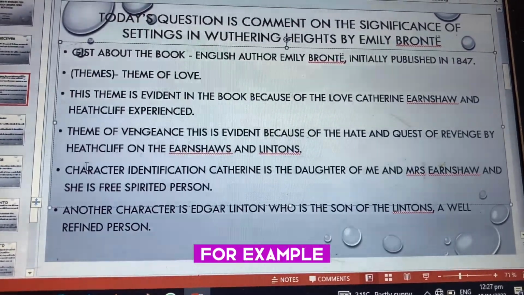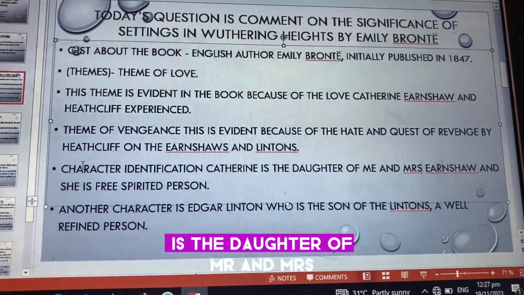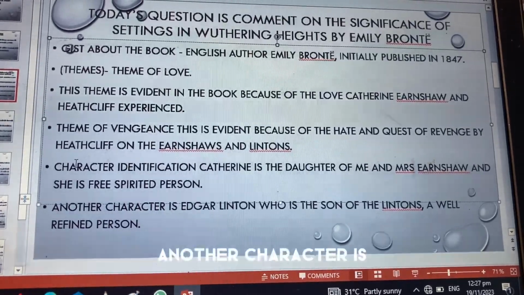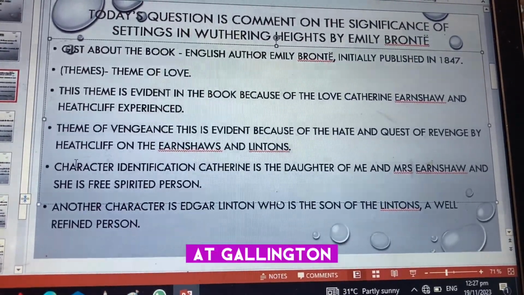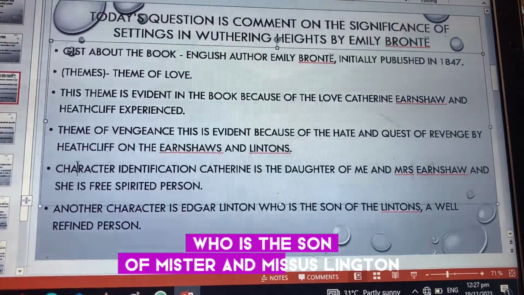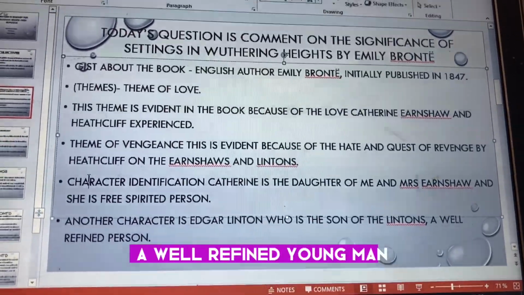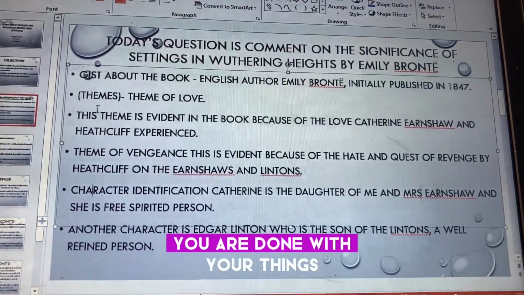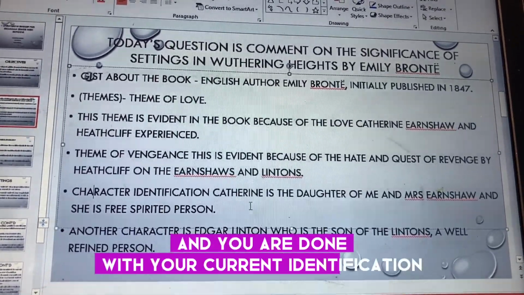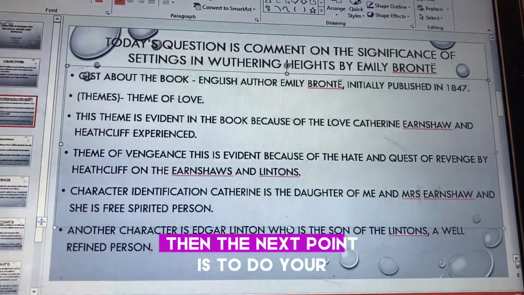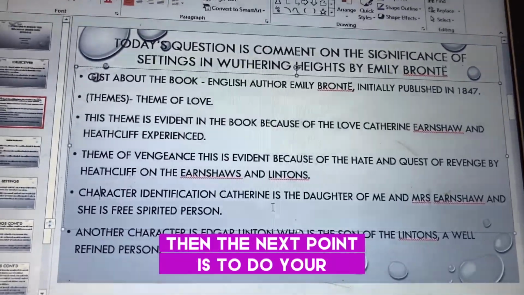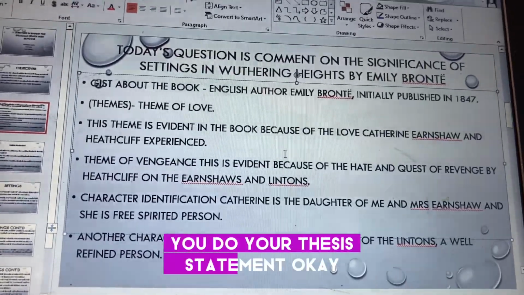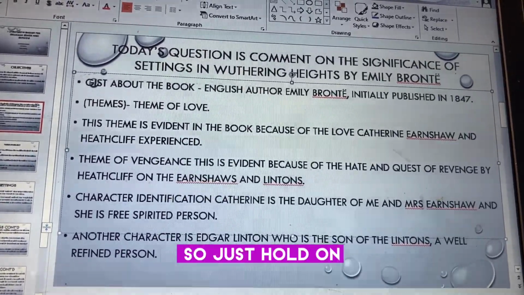For example, Catherine Earnshaw is the daughter of Mr. and Mrs. Earnshaw, and she's a free-spirited person. Another character is Edgar Linton, who is the son of Mr. and Mrs. Linton, a well-refined young man. So then you are done with your gist, you are done with your themes, and you are done with your character identification. Then the next point is to do your thesis statement.